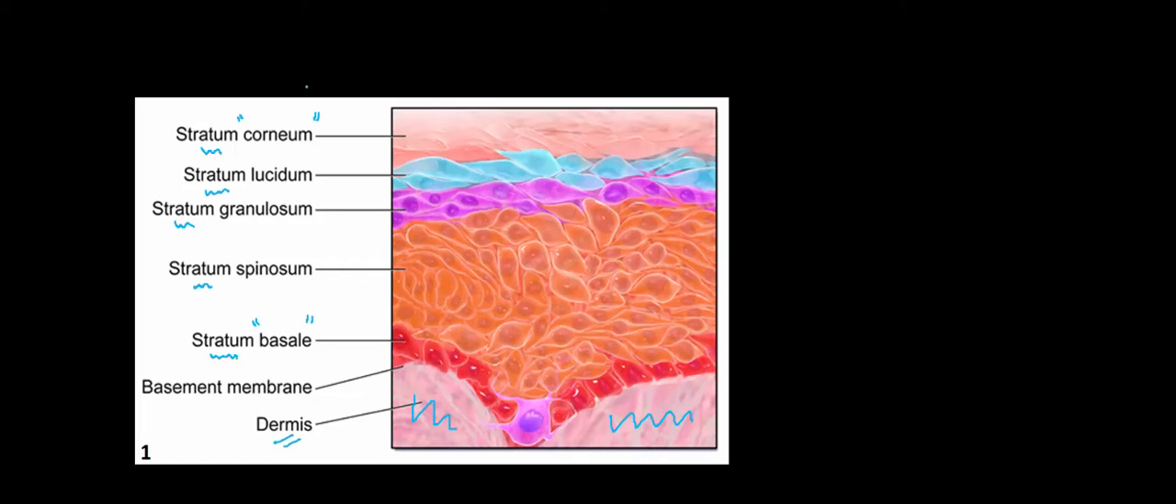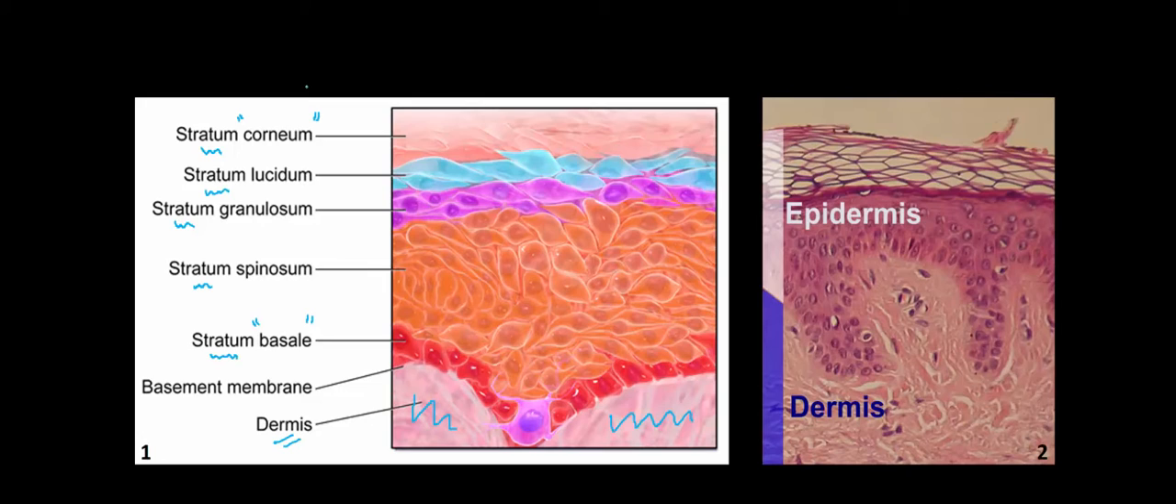And just for comparison, I wanted to include alongside this an actual H&E, or hematoxylin and eosin, stain of the epidermis and dermis, so you can see what each of these layers looks like on an actual H&E stain. Now, the reason I bring all this up is that it turns out that this can give us a very intuitive way to classify skin cancer.